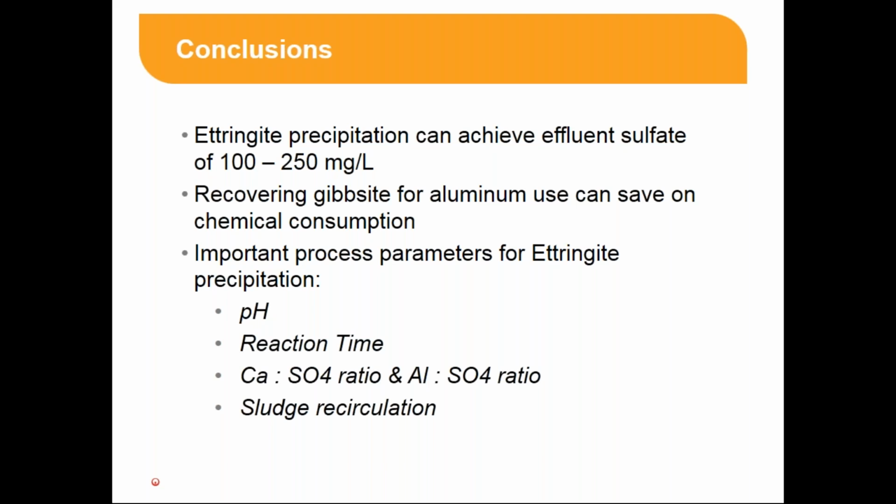Other important parameters in ettringite formation are the calcium to sulfate ratio. Typically, 1 to 1 is good, 2 to 1 is also good, but it depends on the application. Also, the aluminum to sulfate ratio is an important process parameter. The theoretical ratio is around 0.5 to 1, but if you want to reduce the sulfates to less than 100 milligrams per liter, I would suggest you start around a 2 to 1 ratio. And the last important parameter is the sludge recirculation ratio.